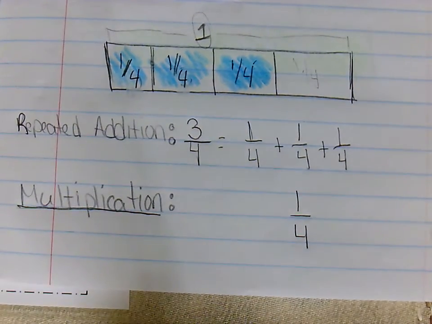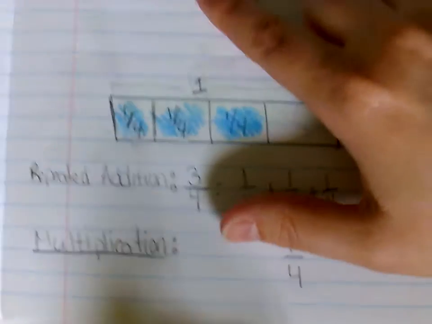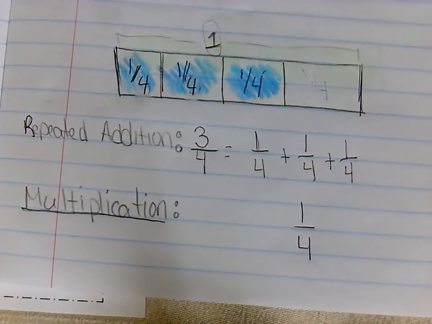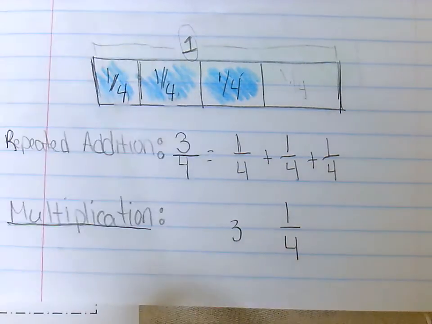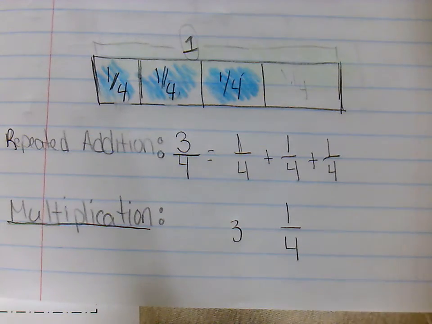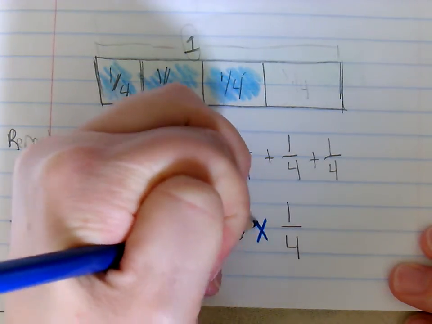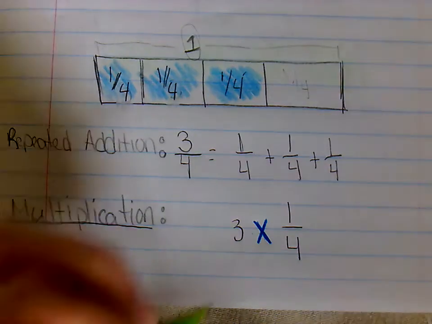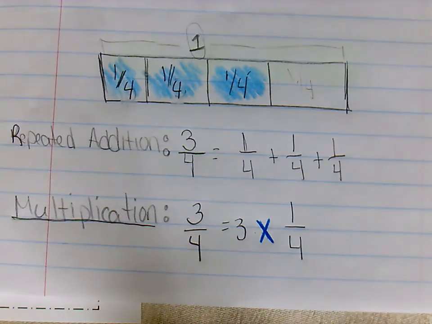And how many groups of 1/4 are shaded? If we think about up here, we had 4 groups with 5 in each. Well, down here, how many groups are shaded? 3 groups. And what says groups of? Yes, our multiplication symbol says groups of always. So 3 groups of 1/4 shows the fraction 3/4.